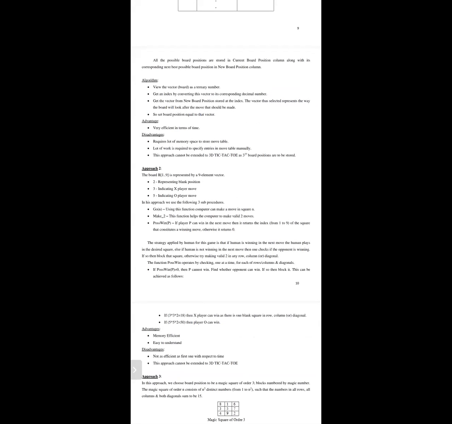Possibility for P to win. So if player P can win in the next move, then it returns the index from 1 to 9 of the square that constitutes a winning move. Otherwise, it returns 0. That means if by making the next move this particular player P wins, it returns the index from 1 to 9, or else it returns 0. So this is the second approach.